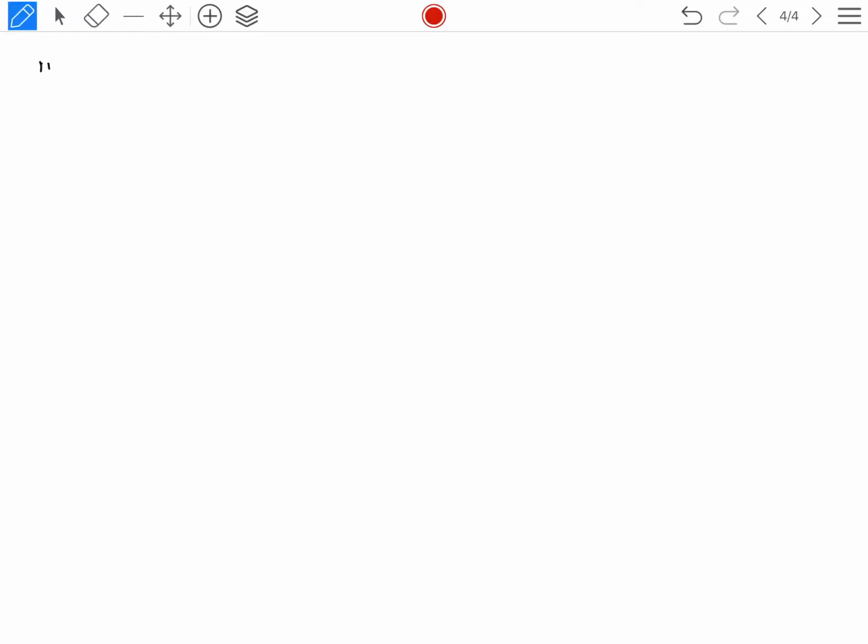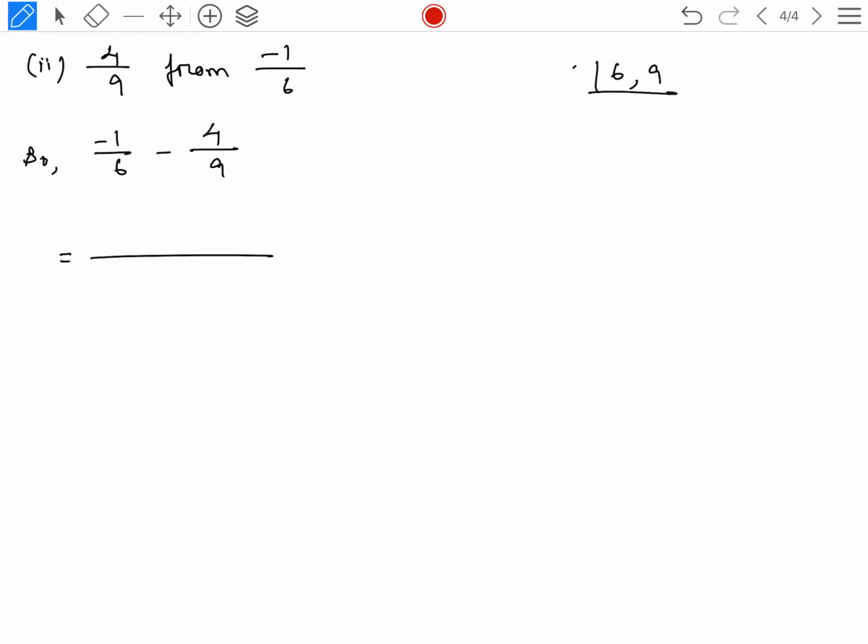Look at number 2. It is given 4 by 9 from minus 1 by 6. What does this mean? It means minus 1 by 6 minus 4 by 9. Now the denominators are different, so you need to find the LCM of 6 and 9. Both are divisible by 3, yes or no? So multiply: 3 3s are 9, 9 2s are 18. So your LCM will be 18.